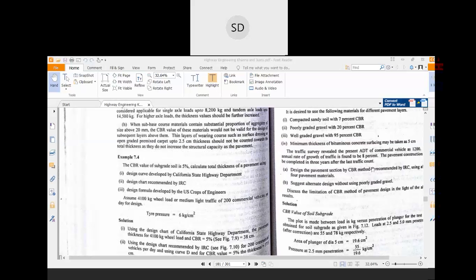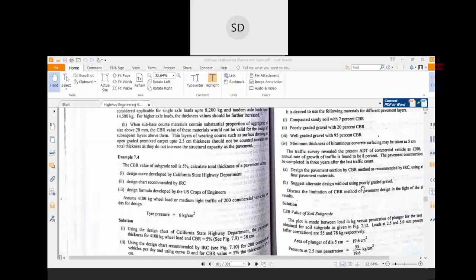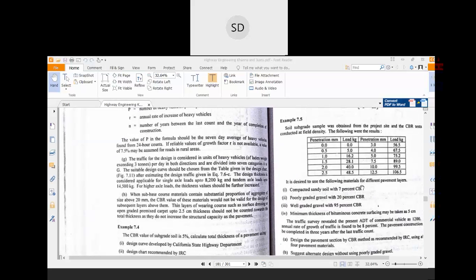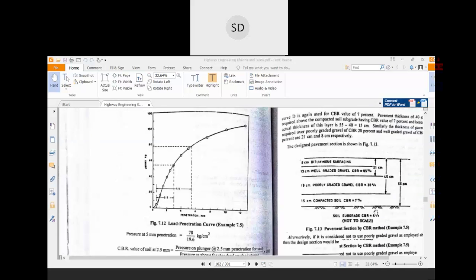Here traffic parameters are also given. So first we need to find out what is the CBR percentage value. Here the area of the plunger diameter is 19.6 centimeter square. So you can find out the pressure, or you can directly find out the CBR value using the standard load values.